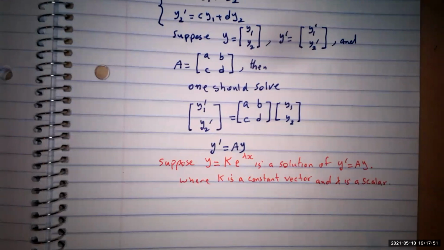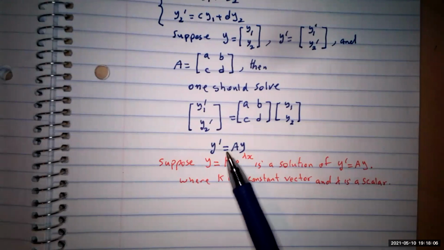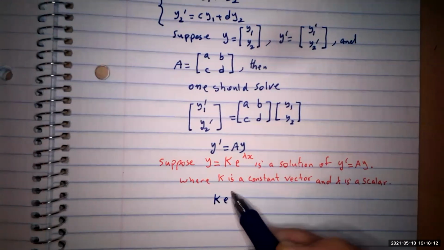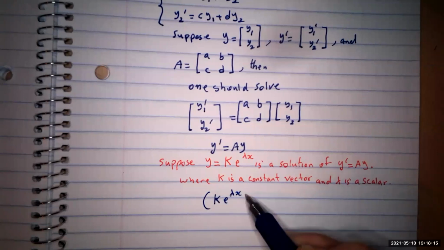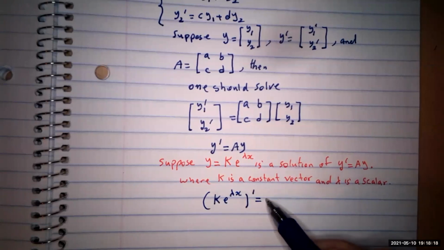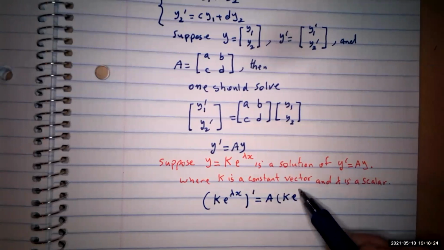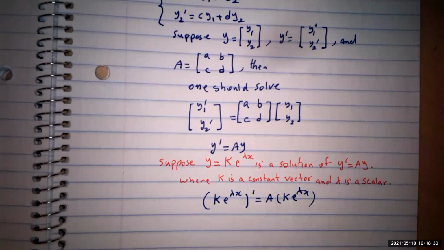Since this is a solution of the equation, it must satisfy it. So if you differentiate it, it must satisfy the equation. Just go back and substitute to see if it does satisfy. If you put it in this equation, what is going to happen? We have y prime, which is equal to A times k e to the lambda x.